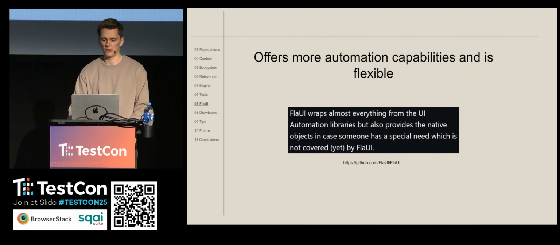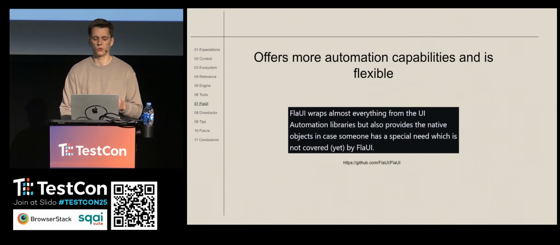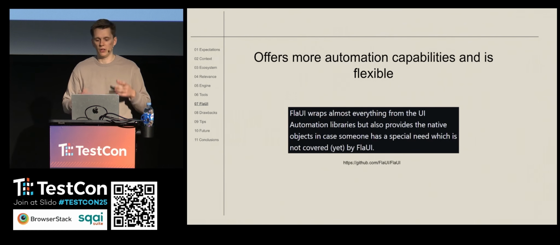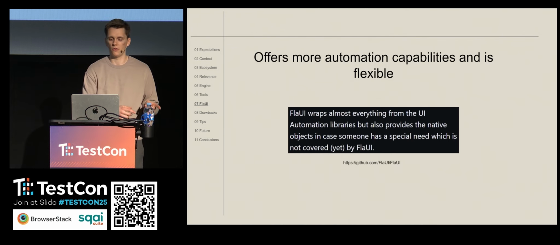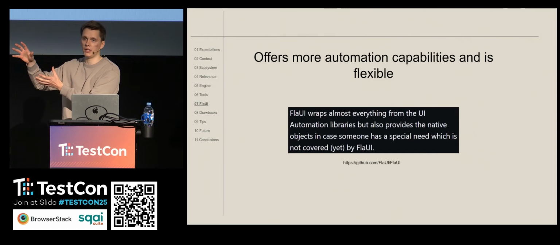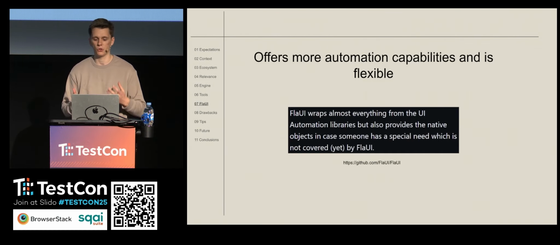Another good thing about this tool is that it offers more automation capabilities, and it is much more flexible. Because if we check the official description of FlyUI, and I can confirm it from my personal experience, it says that FlyUI wraps almost everything from the UI Automation libraries, which means that everything that the UI Automation engine supports is implemented in FlyUI, but it also provides the native objects in case someone has a special need which is not covered yet by FlyUI. So we have a way to extend this library and implement any action we want for our own needs.